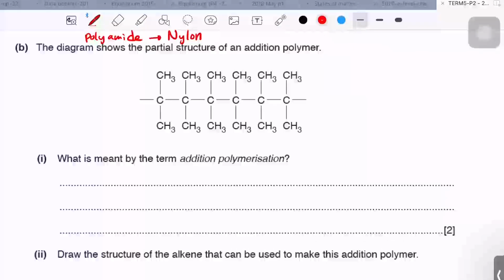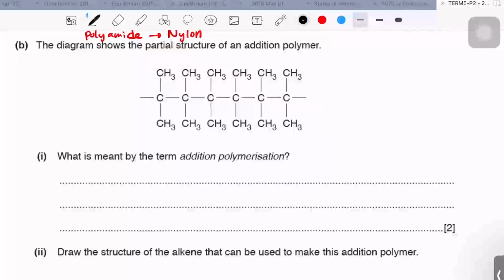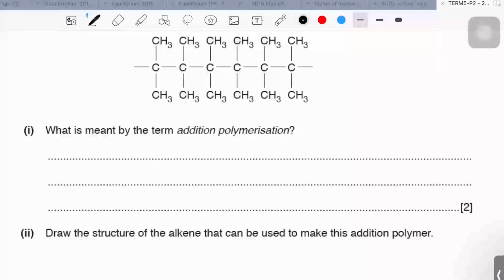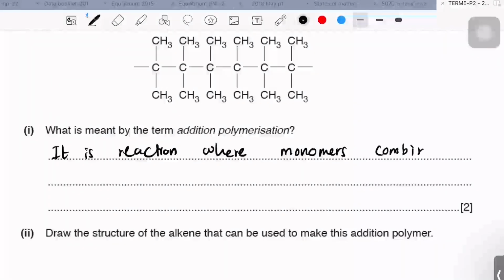Therefore, we can write down: it is a reaction where monomers combine to make a polymer and no byproducts are formed.